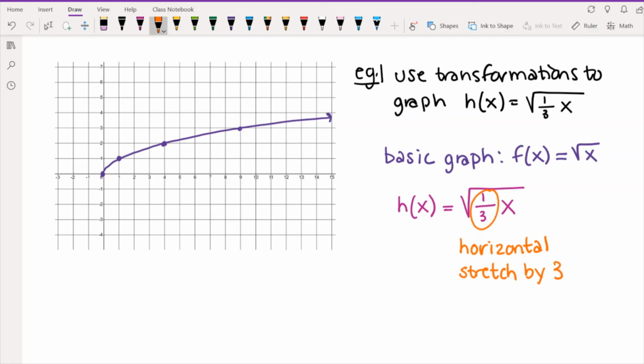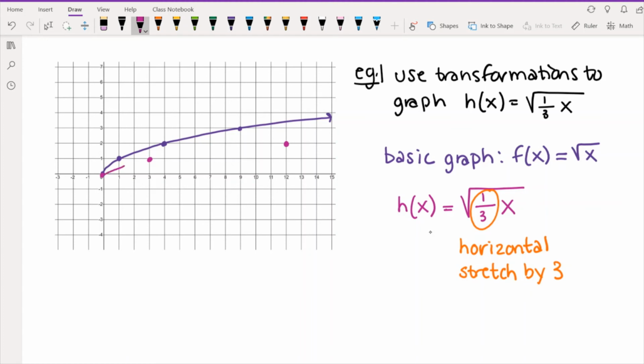So whatever the reciprocal is of that number you're multiplying x by, that just tells you what's going on. So if you get a bigger number, that tells you it's going to stretch horizontally. If you get a smaller number, that tells you it's going to compress horizontally. So what this means is we want to take all of our x coordinates and multiply them by 3 while leaving the y coordinates the same. So the point that was originally at 0 is going to stay at 0 because multiplying by 3 is not going to change that. But the point that was originally at 1, 1 is now going to be at 3, 1. The point that was originally at 4, 2 is now going to be at 12, 2. And that's actually the last point we're going to be able to fit on our graph.